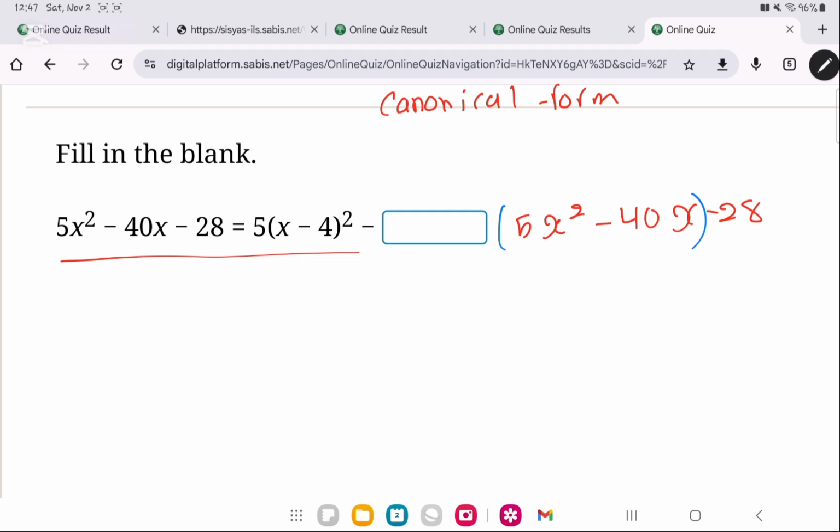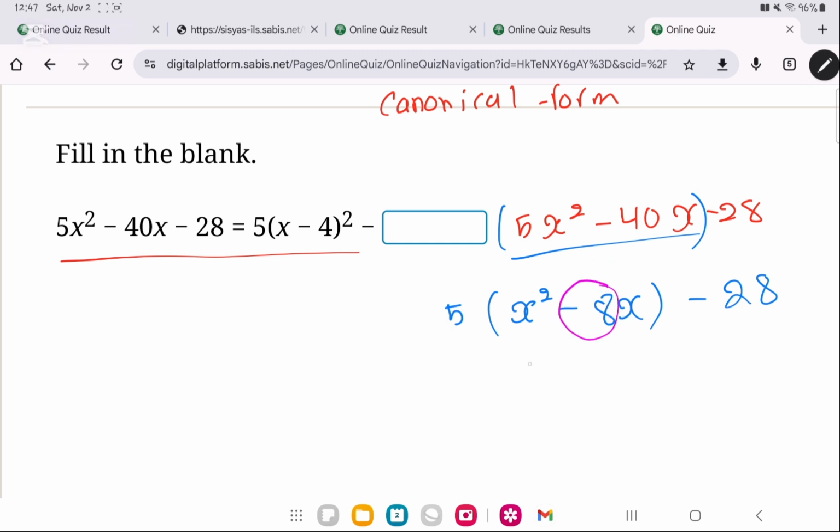Now you're gonna factor everything that contains x. Here, you're gonna factor it, you're gonna take out 5. Now x squared minus 8x minus 28. Now, pay attention here. The next step we're going to do is very important.